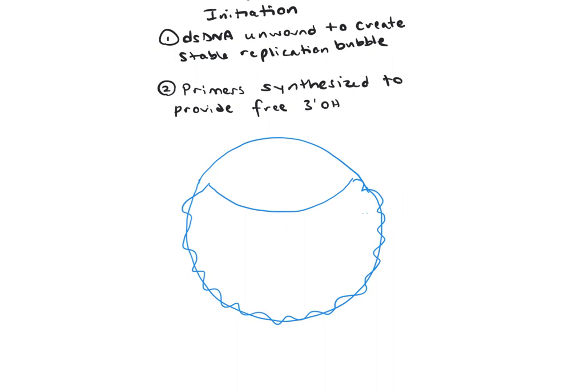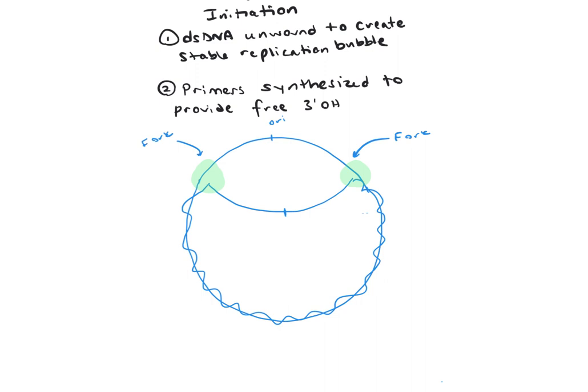Okay, so this is what it would look like once a replication bubble has been stabilized. So again, this is happening at a specific sequence, the origin of replication. There has to be the helicase, which is going to unwind the double-stranded DNA. So of course, the helicase would first start at the origin, and then it's going to be acting at the two forks. So these are the forks on either side of the bubble. The bubble itself is this open part.